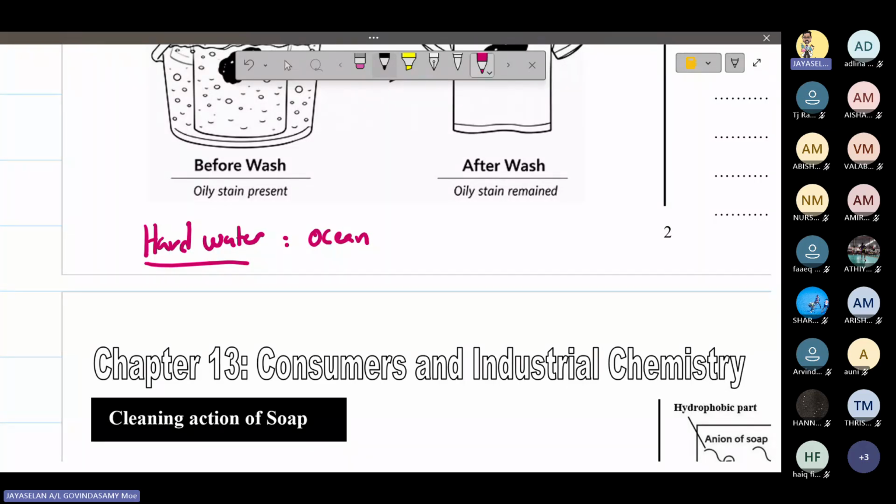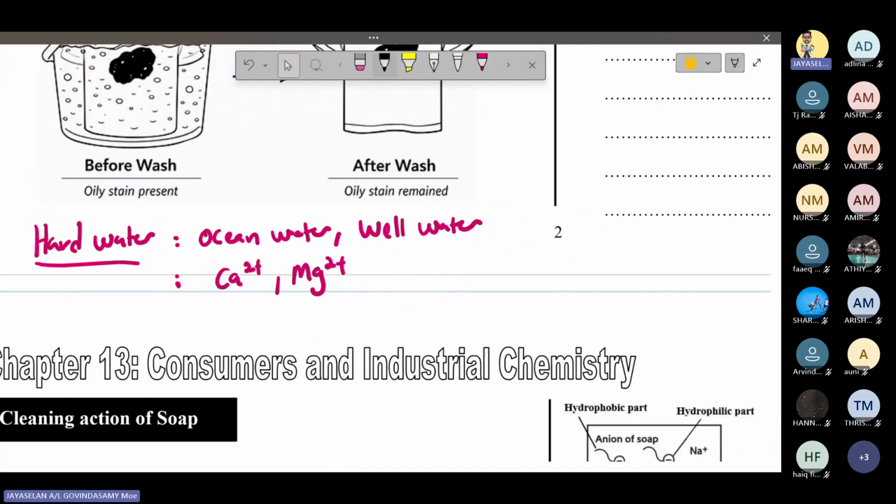Example of hard water: ocean water, or well water. This hard water contains two ions. What is the ion present in hard water? Calcium ion and magnesium ion.